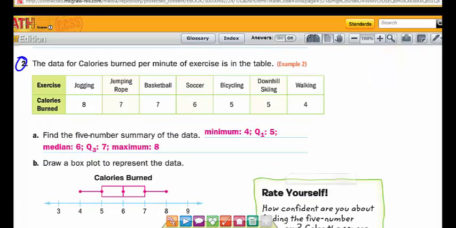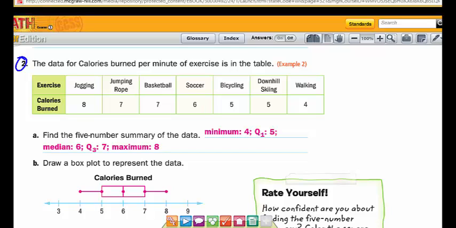Problem number 2. We're given this data here, and if you look closely at it, you'll notice that instead of just being random, the numbers are in order. Unfortunately, they're in order from greatest to least. So we should see that we can kind of do this whole problem backwards, and that's what we're going to do. I'll demonstrate. First of all, find the 5-number summary.